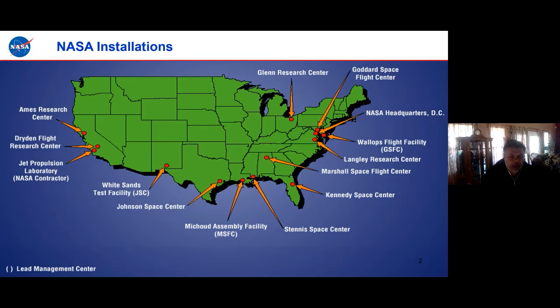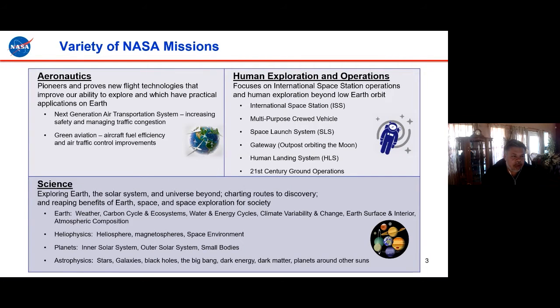These centers are basically broken up into 3 mission directorates. So we have aeronautics, then we have HEO, human exploration and operations, and the science. The HEO mission directorate is probably the largest directorate we have. We have the International Space Station under it.